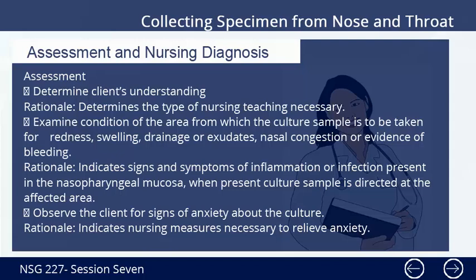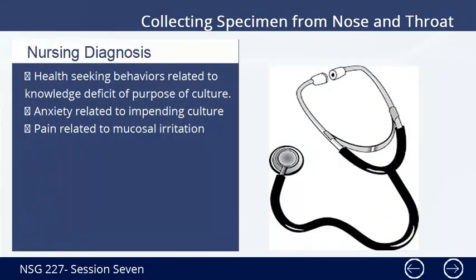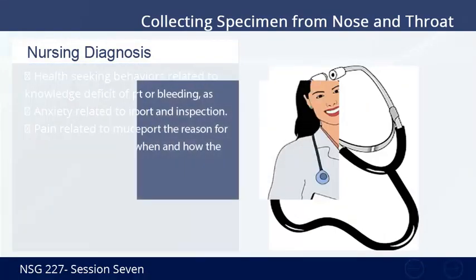3. Observe the client for signs of anxiety about the culture. Rationale. Indicate nursing measures necessary to relieve anxiety. Nursing diagnosis. 1. Health-seeking behaviors related to knowledge deficit of purpose of culture. 2. Anxiety related to impending culture. 3. Pain related to mucosal irritation.